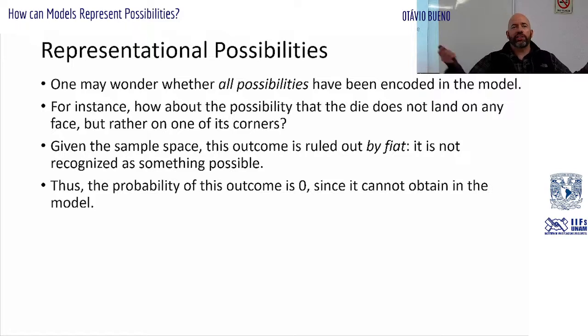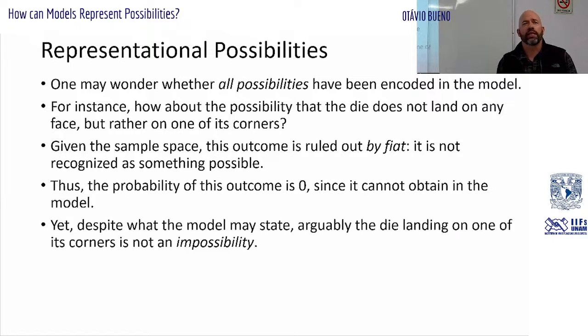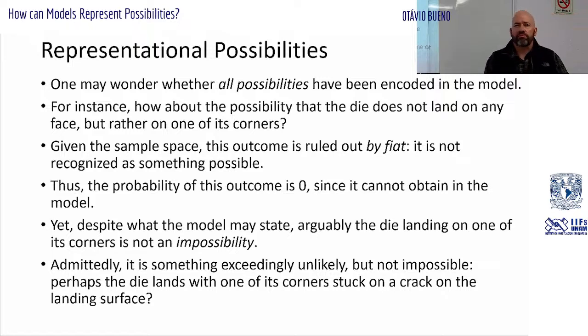There's no chance of that outcome ever showing up, since it cannot obtain anywhere in the model. Despite that, I think we want to say that arguably, even though it's very unlikely, it's not impossible that the die will land on one of its edges. So perhaps the die lands in a little crack on the landing surface. But that's not a possibility that the model allows for.